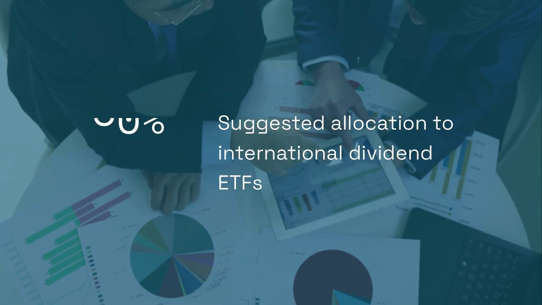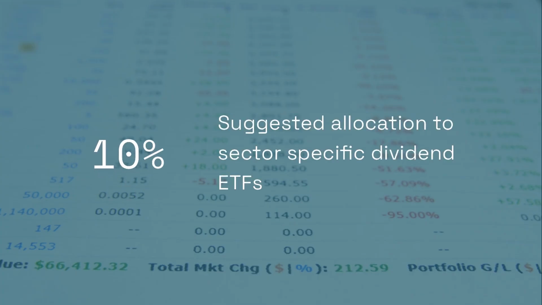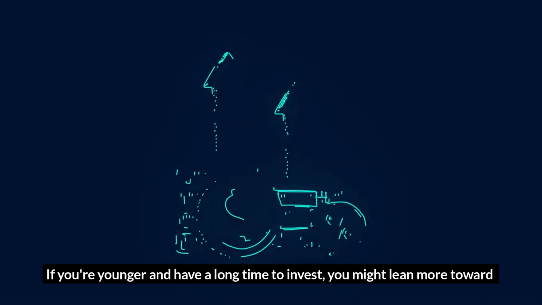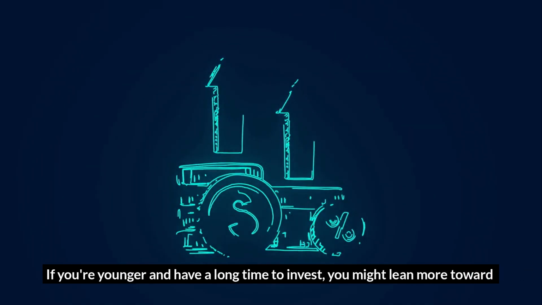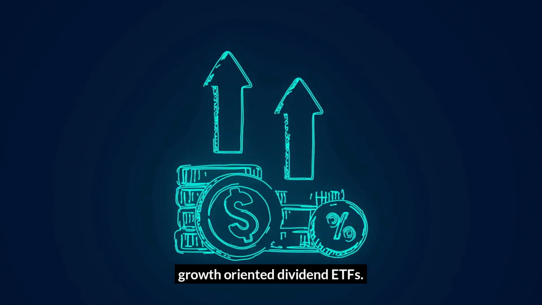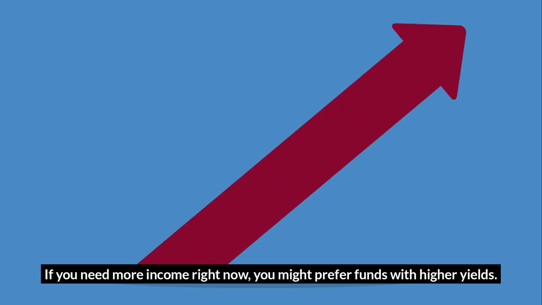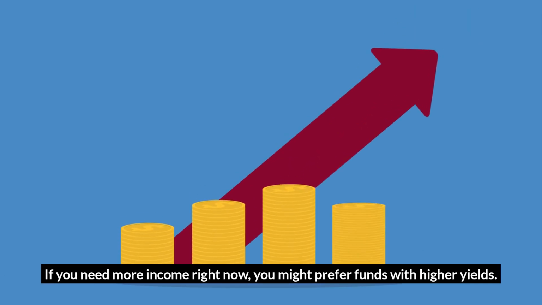Of course, this is just an example. Your own allocation should reflect your goals, risk tolerance, and time horizon. If you're younger and have a long time to invest, you might lean more toward growth-oriented dividend ETFs. If you need more income right now, you might prefer funds with higher yields.